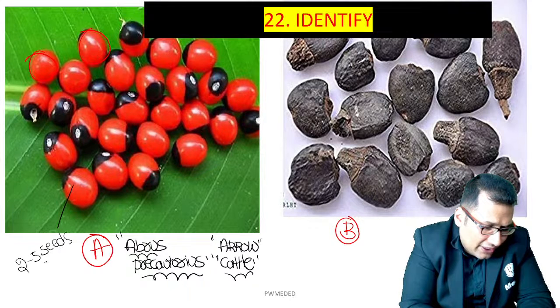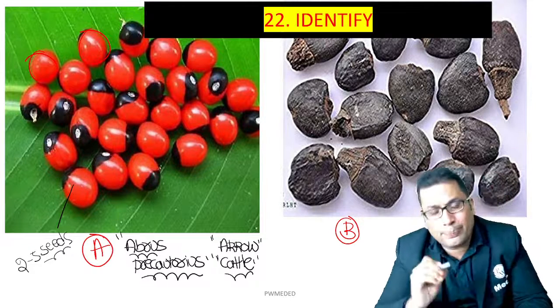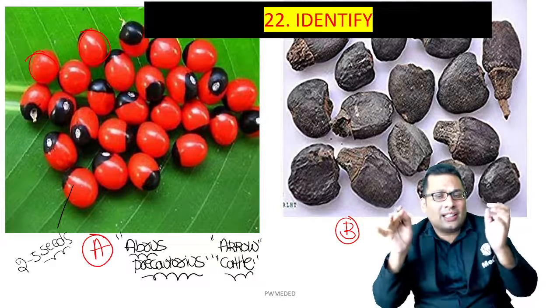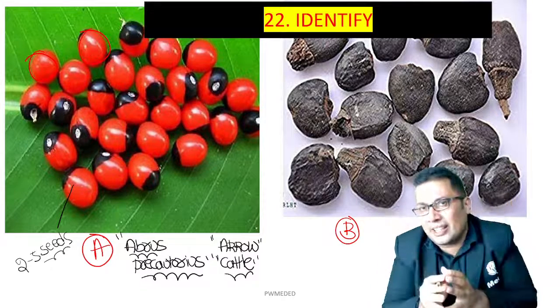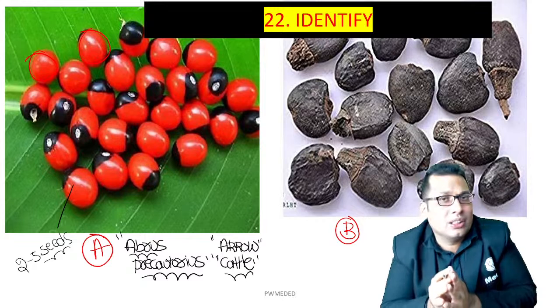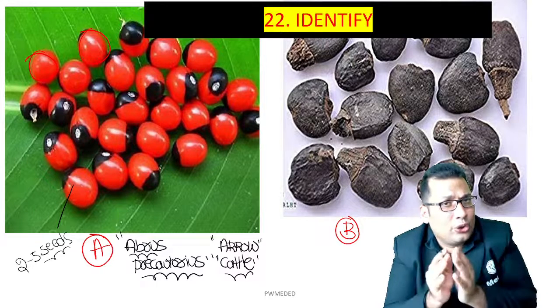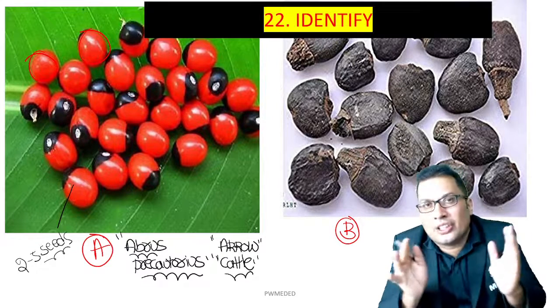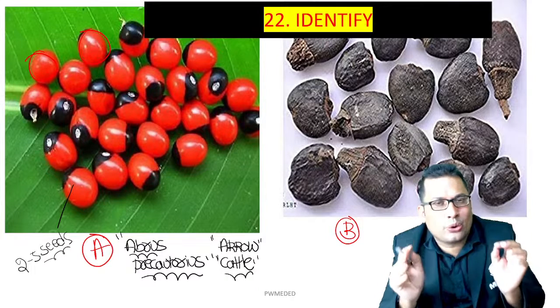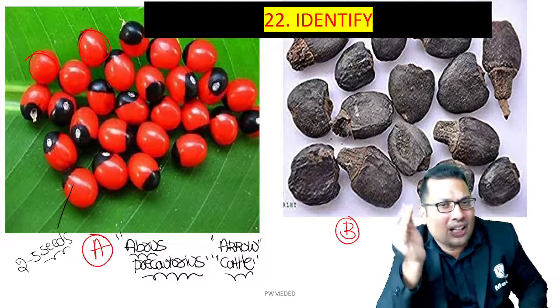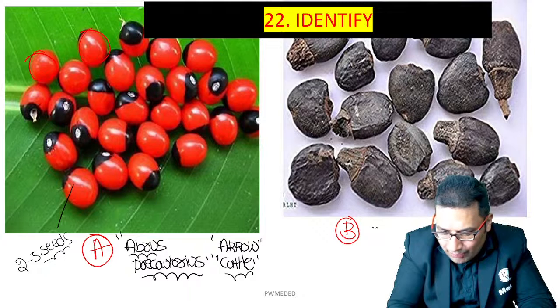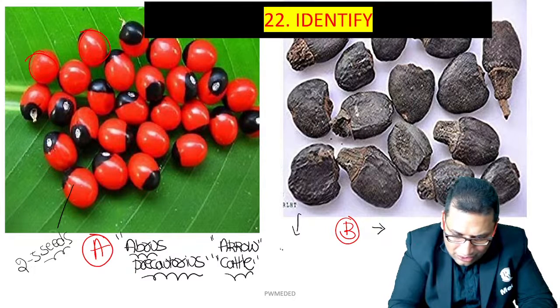In image B, you can see heart-shaped seeds, black or brown in color, which are also used in artificial brews. The answer should be Semecarpus anacardium, nothing but the marking nut.